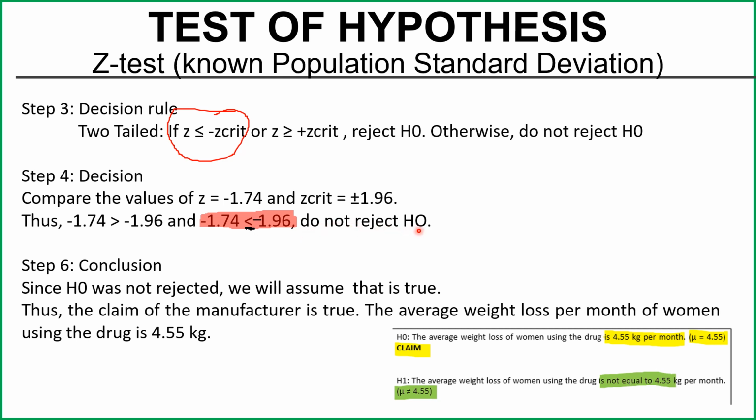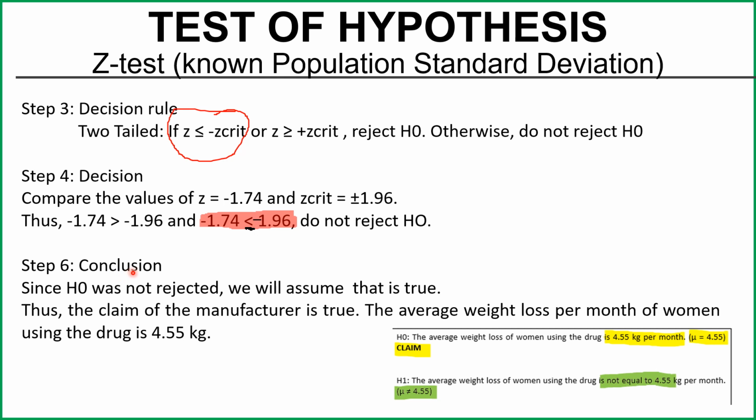Remember, we will only reject the null hypothesis if our answer, when we compare it, is true or yes, we will reject the null. If our answer is false or no, we do not reject the null. Since our answer is false, we will not reject the null.